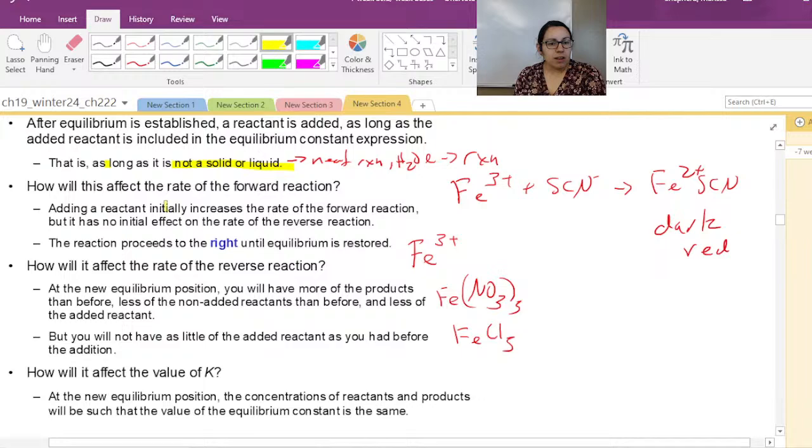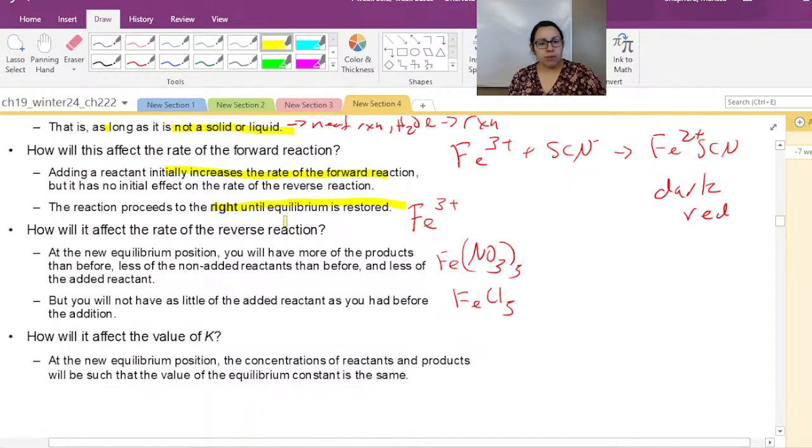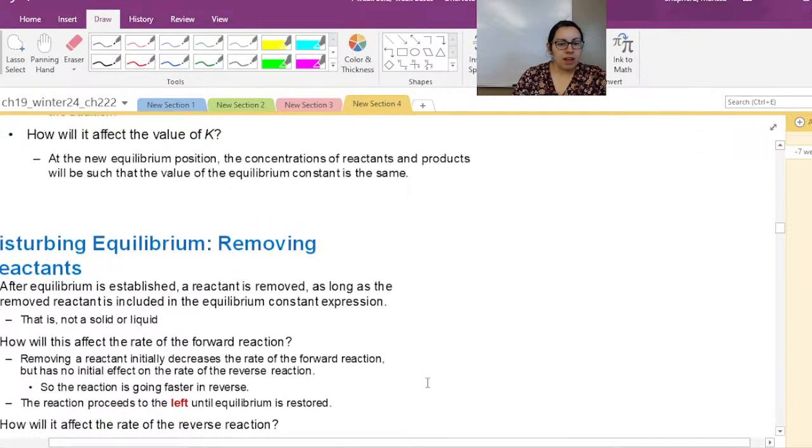So again, it's saying it initially increases the rate of the forward reaction just because we've added more reactants. And then it proceeds to the right until equilibrium is restored. And then, of course, the reverse reaction is not affected until you start adding more products, but it still goes to equilibrium. And then obviously K is not affected. So that always helps us. And obviously how we've been solving everything is K is always the same.